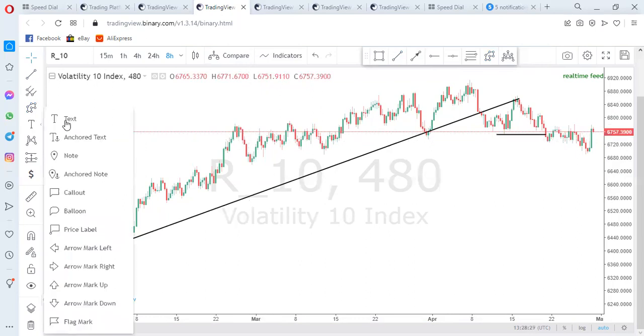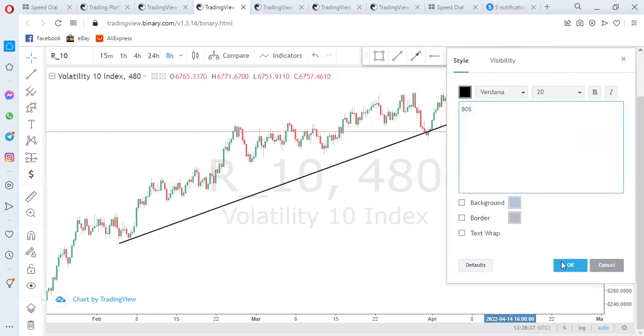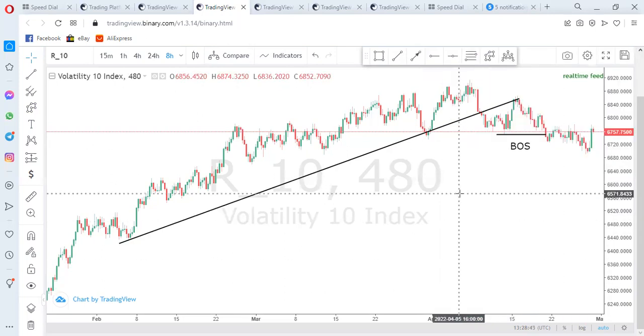Let me show you. This is my BOS. Okay, right there. I have my BOS. That's when you're looking at it from the perspective of the smart money concept. So I have my BOS already.